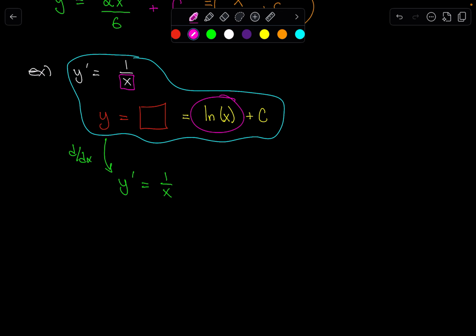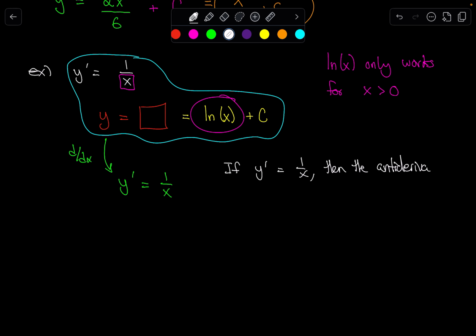It's not defined for negative numbers. It's not defined for 0. So the natural log of x only works, or only has answers, for x greater than 0. And so the way that we actually do this is we say that if y prime is equal to 1 over x, then the antiderivative is, we would say, the natural log.